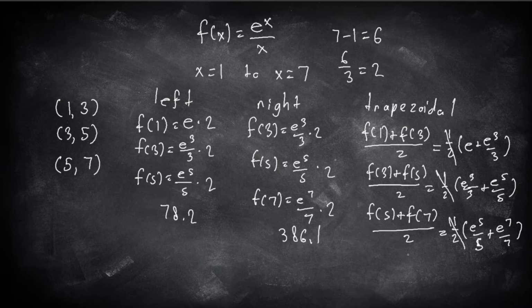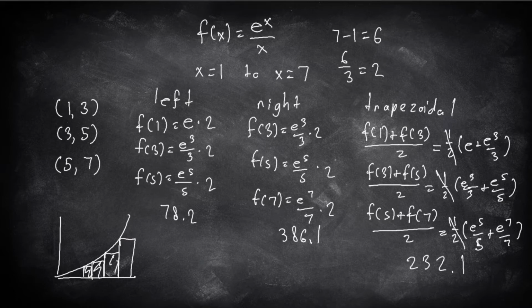And our trapezoidal should come out as something around 232.1. Okay, so as you see, there's a pretty big disparity between these two for the left and right. And that's, as I showed, because if it's increasing and we choose the left, then this is an underestimation of our actual area because there's still stuff that's left over.